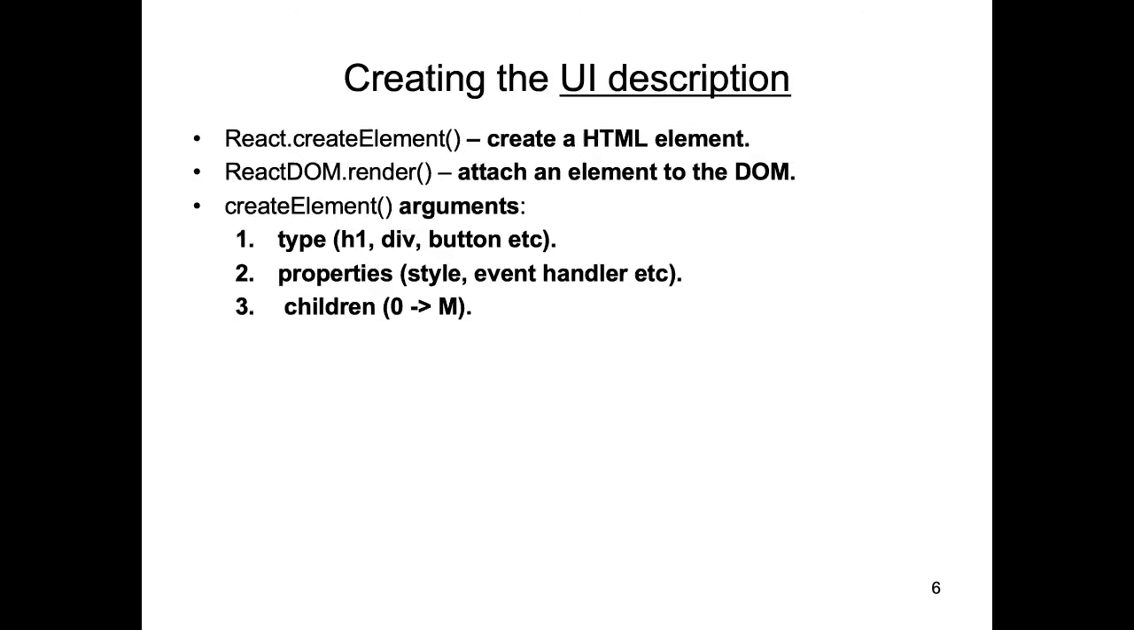So the createElement method takes a number of arguments. You've got to tell it what type of element you want to create, what kind of HTML element, H1, a div, a span, a button, etc. You've got to tell it what properties you want to associate with that element. Properties, for example, would be if you want to associate some CSS styling with it, if you want to associate an event handler with it. And number 3 then is what children, if any, does that element have? As we know, HTML allows you to nest elements within elements. And so we need to be able to express that programmatically using this method called createElement.